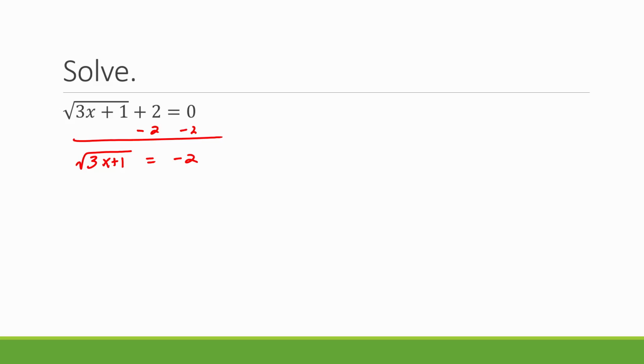Next step is to isolate the radical. Now pay attention here to the radical that you have. Make a note that we have the square root of something, and it's telling me that it's equal to negative 2. Let's go ahead and solve it. So since I have the square root, I want to square each side, raise each side to the second power. The square root and the exponent square will cancel each other out, so that gives me 3x plus 1. On the right-hand side, negative 2 squared, negative 2 times negative 2 gives me positive 4.